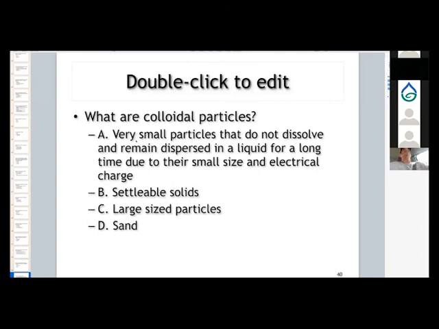What are colloidal particles? Very small particles that do not dissolve and remain dispersed in liquid for a long time due to their small size and electrical charge. That is the answer. So colloidal particles are very small and they're all kind of negatively charged, so they don't really settle. And that's important because that's why we add a coagulant to the water, so that we can put a different charge on them so that they can adhere to each other and form a large settleable floc.